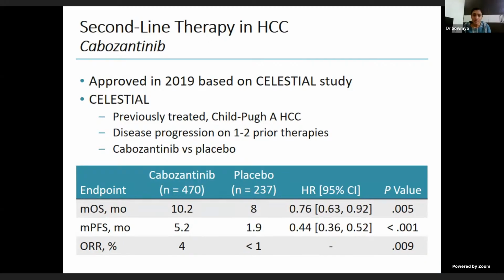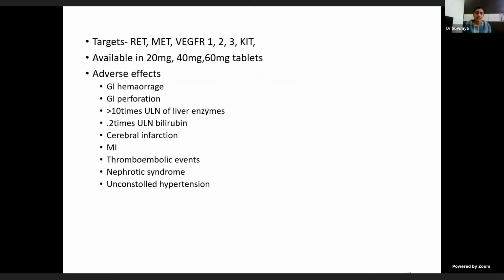And in this study, cabozantinib was studied against a placebo, where median OS was 10.2 months compared to 8 months in the placebo arm, and median PFS was 5.2 versus 1.9 in the placebo arm, which was clinically significant, showing the effectiveness of cabozantinib among this population. This also is a multi-kinase inhibitor, targets RET, MET, and VEGFR 1, 2, 3, and KIT receptors. It is available in 3 strengths, 20 milligram, 40 milligram, and 60 milligram tablets. In HCC, we start with 60 milligram per day.